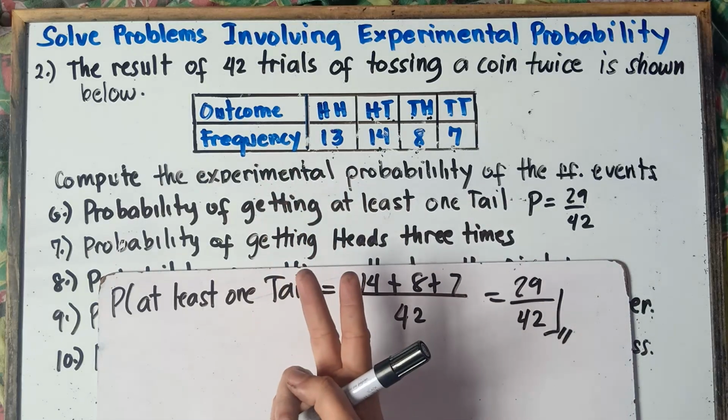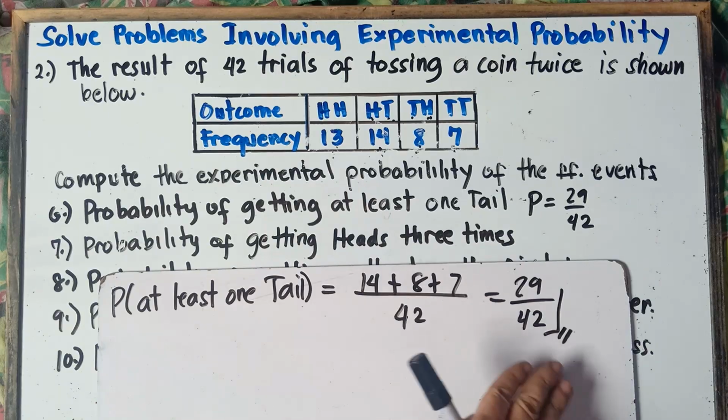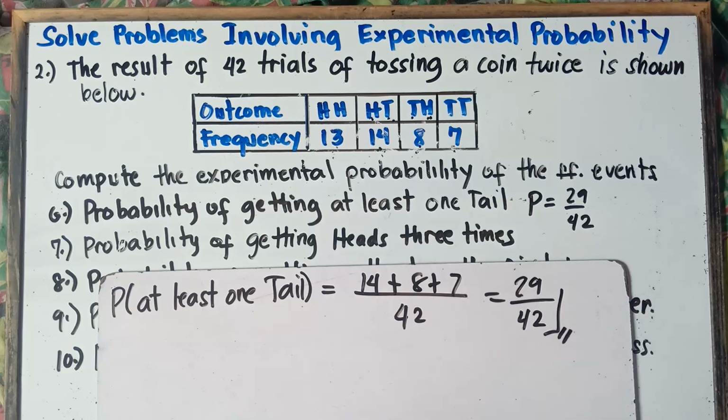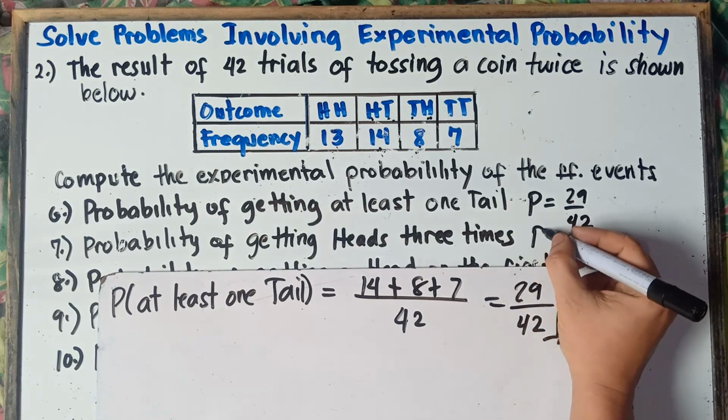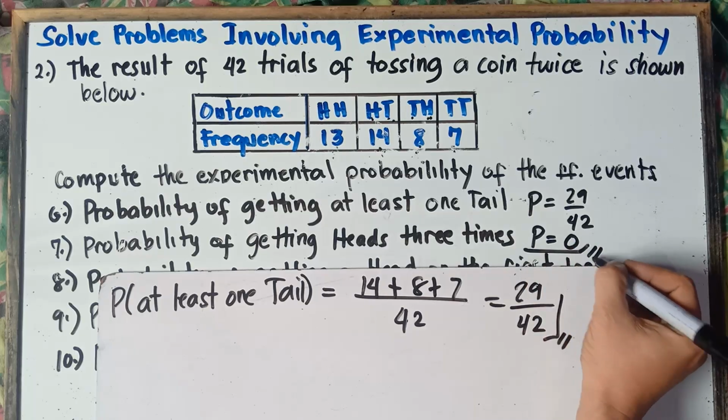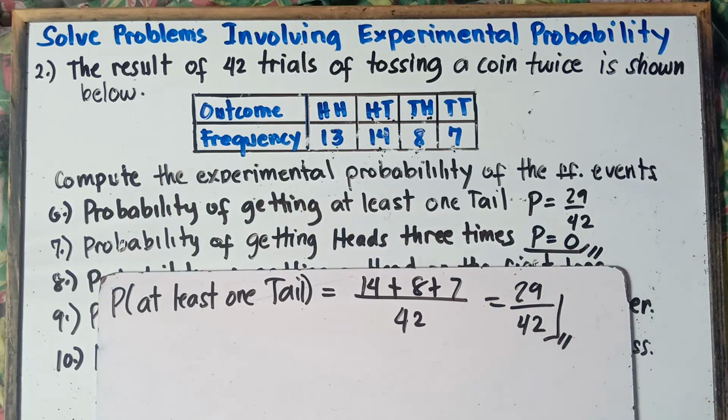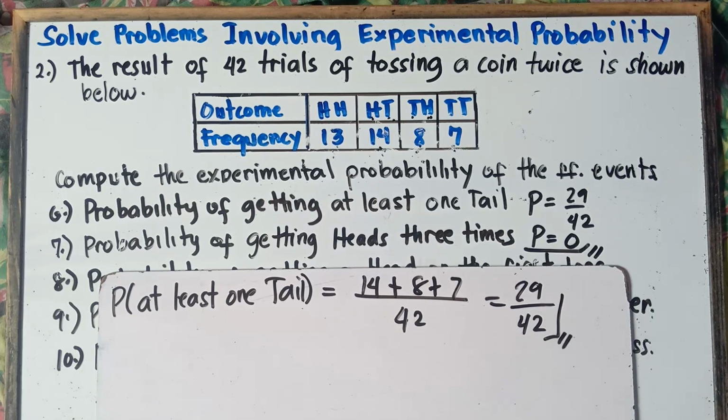You only have 2 heads. So, getting heads 3 times, that's impossible, class. When you toss a coin twice, it is impossible, class, that you will get 3 heads. So, therefore, class, the answer with regards to number 7, probability is equal to 0. This is not possible, class. Impossible probability. So, therefore, the probability is equal to 0.